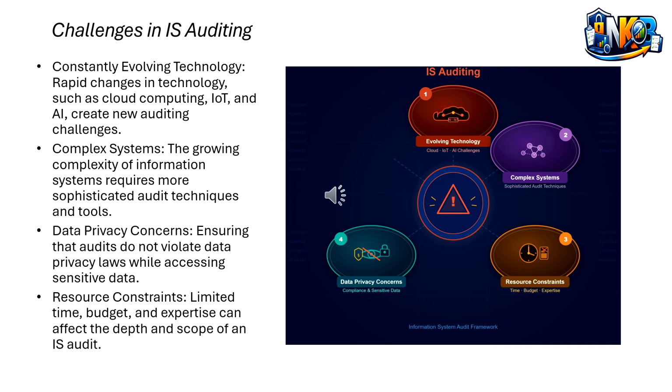Third, data privacy concerns. Auditors must ensure that while assessing sensitive data, they do not violate privacy laws or compromise personal information. Finally, there are resource constraints. Limited time, budget, and expertise often restrict the depth and scope of an IS audit, making prioritization and efficiency critical. Together, these challenges highlight why IS auditing is not just about following a checklist, but about continuously adapting to technology, regulations, and organizational realities.